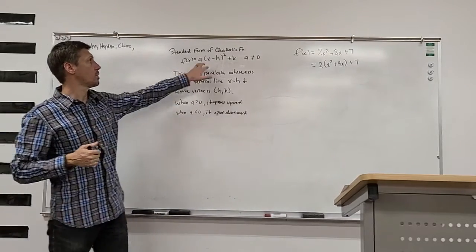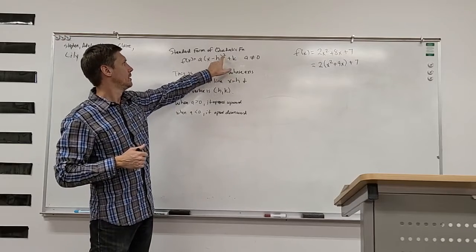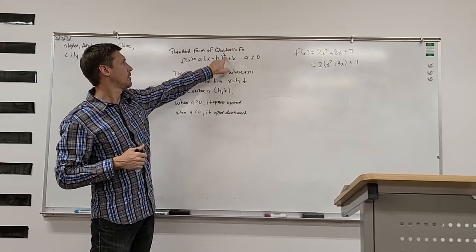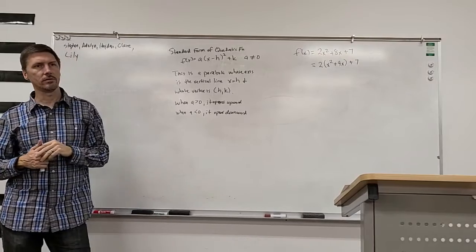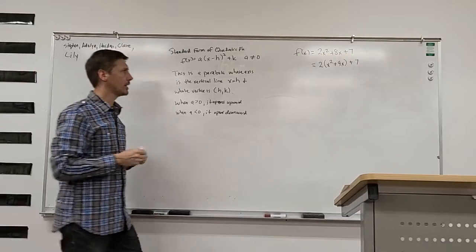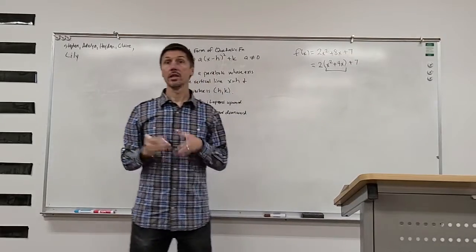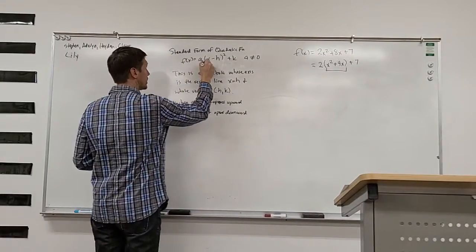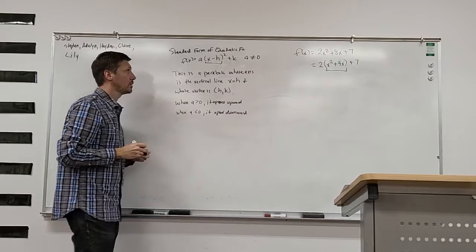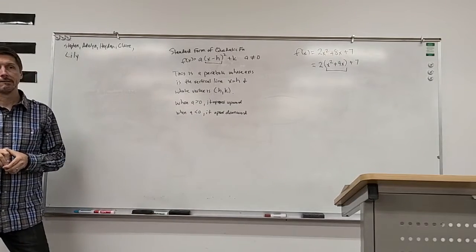It's already looking more like this, but we need to have the square outside there. Anybody have any idea how we can take this term here and turn it into something that is a perfect square, right? That's what this is. This x minus h squared, we've got a perfect square there.